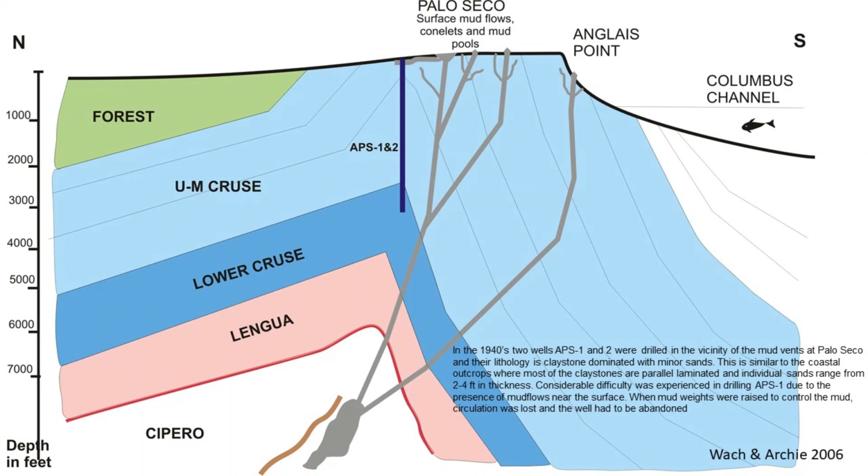Considerable difficulty was experienced in drilling Apex Palo Seco 1 due to the presence of mud flows near the surface. When mud weights were raised to control the mud, circulation was lost and the well had to be abandoned.